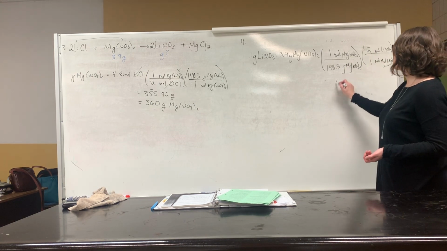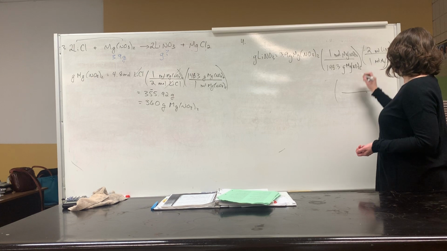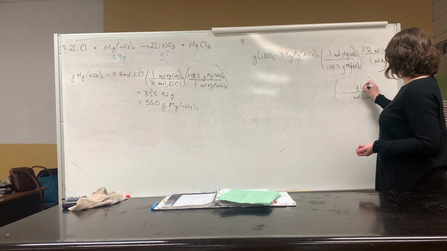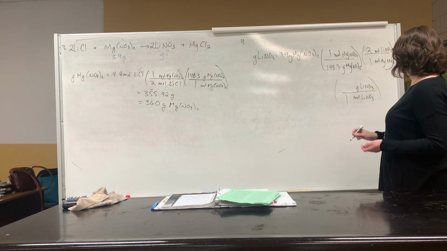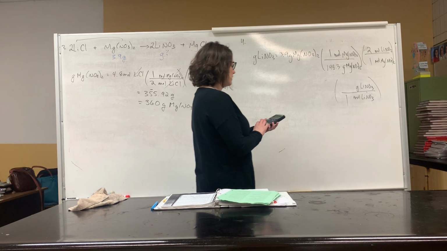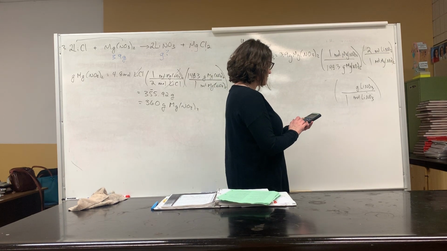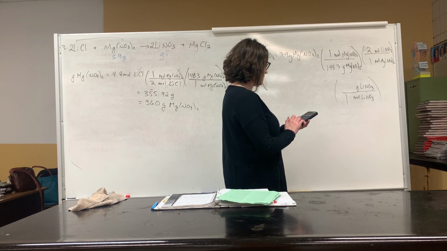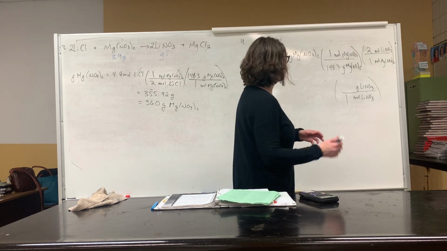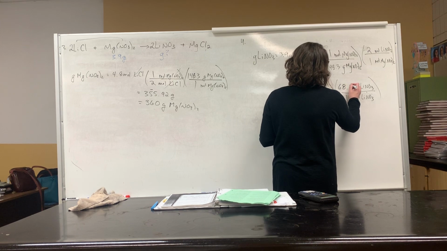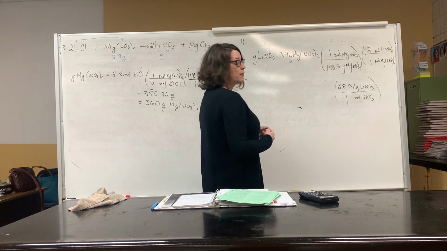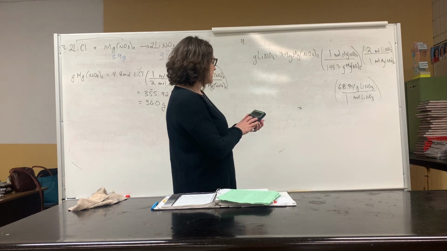I need another bracket. I'm just going to put it down here. Now, moles of lithium nitrate go on the bottom. Grams of lithium nitrate go on the top. And in 1 mole of lithium nitrate, there are going to be 6.94 plus 14 plus 3 times 16, 68.94 grams of lithium nitrate. So you want to make sure all your units cancel, do that.